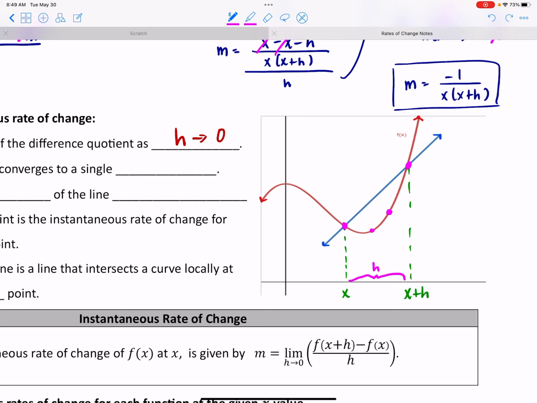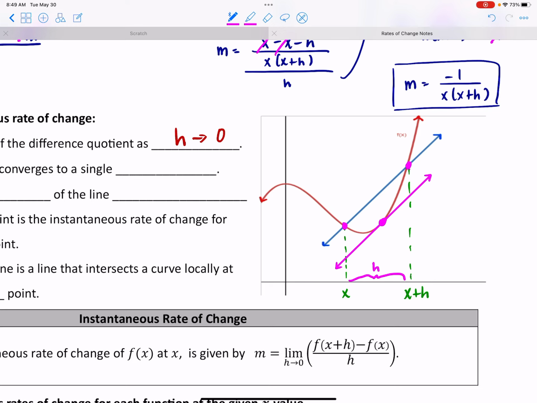Well, as h approaches 0, as the distance between those 2 points gets smaller and smaller and smaller, infinitely small, what happens is, instead of having a closed interval, those 2 points converge to a single point, and instead of having a secant line, we have a tangent line. So if we get the distance between those 2 points to become infinitely small, as h gets closer and closer to 0, what we have is our closed interval converging to a single point here.